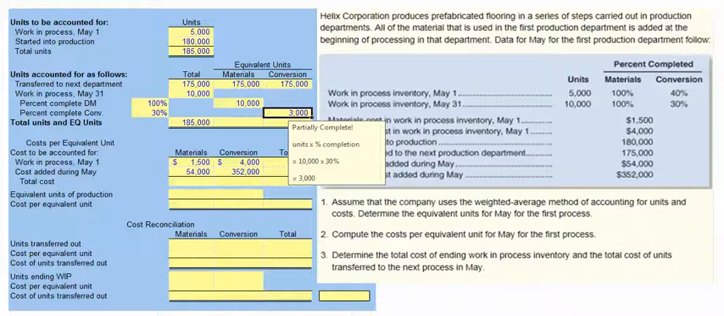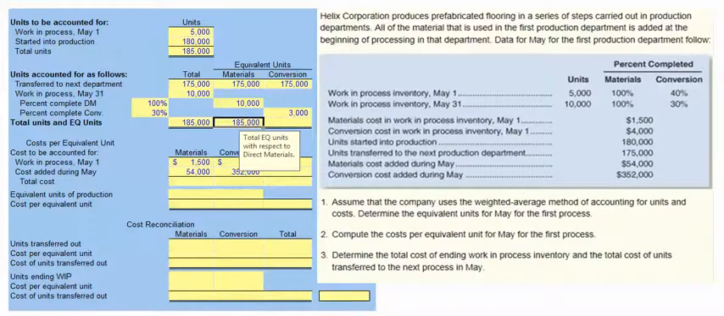units. This means our total equivalent units for the month for direct materials was 185,000. This is the 175,000 plus 10,000. And the total equivalent units with respect to conversion cost is 178,000. This is the 175,000 plus 3,000.